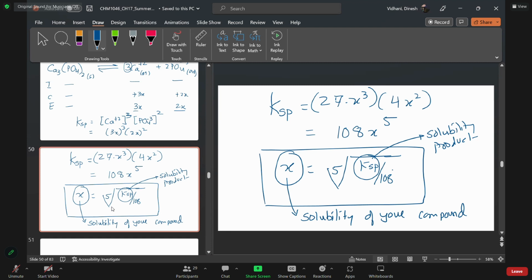These two are different animals. One tells you the exact concentration of the ions in the solution. The second one tells you the ratio between those ions, right? Keep that in mind. Okay.